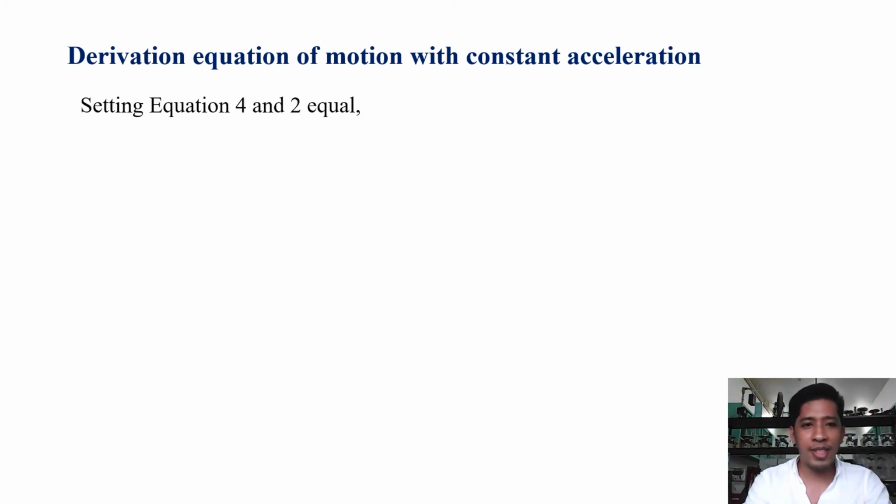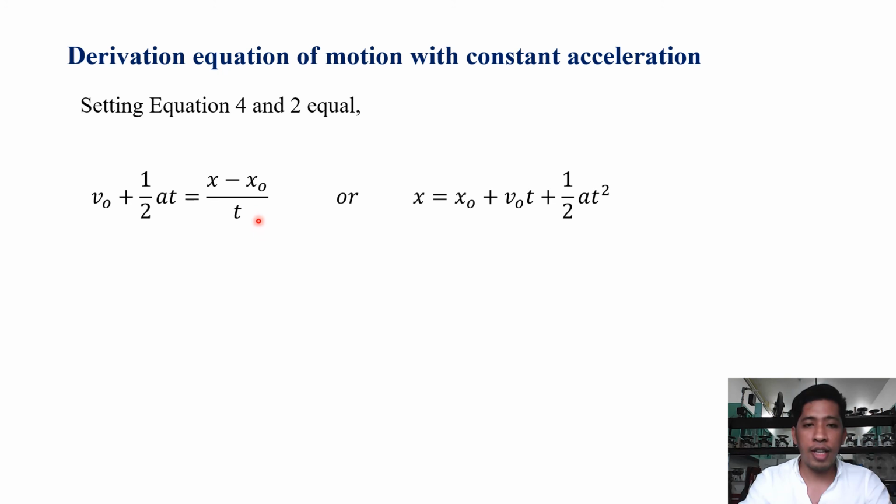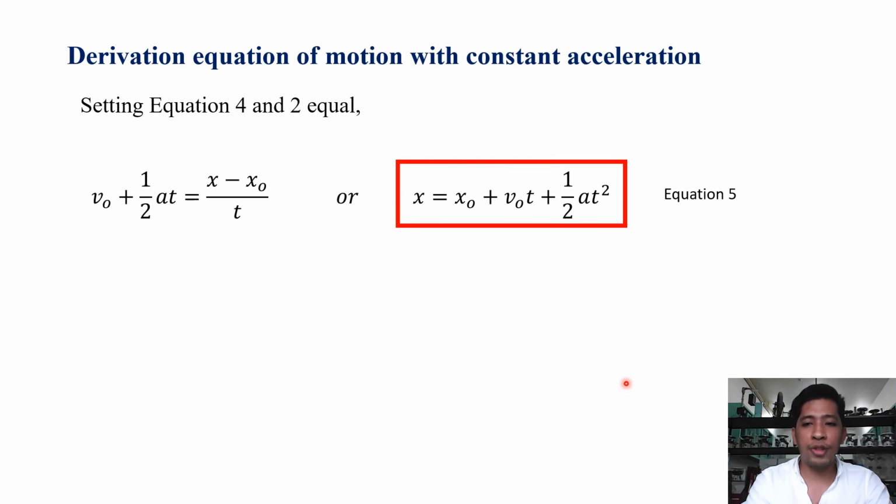Next, we're going to set equation 4 and equation 2 equal. Setting equation 4 and equation 2 equal, we get your v0 plus 1/2 at. This is again your equation 4, equal to x minus x0 over t, your equation 2. And playing with this equation here, you get x equals x0 plus v0 t plus 1/2 at squared. And we'll refer to this one as equation 5. Take note that we have boxed this equation again because this equation is your second equation of motion for constant acceleration.